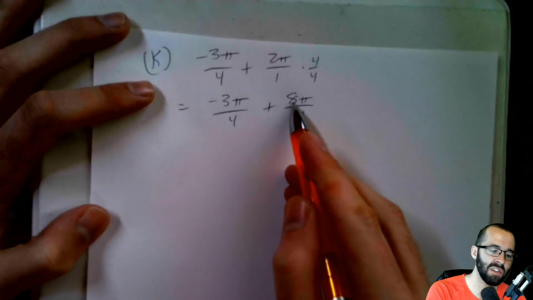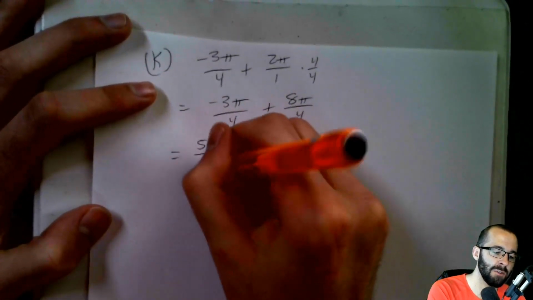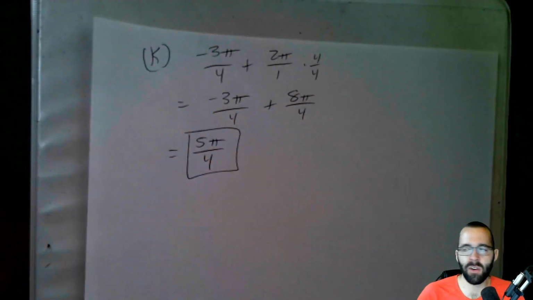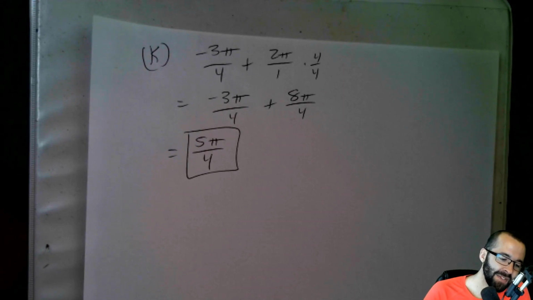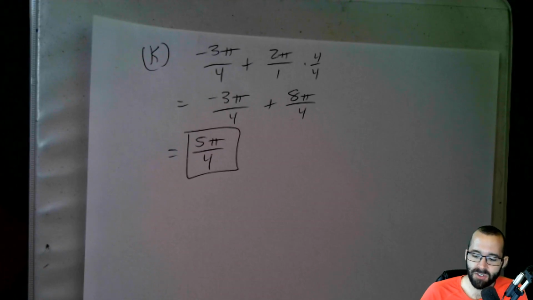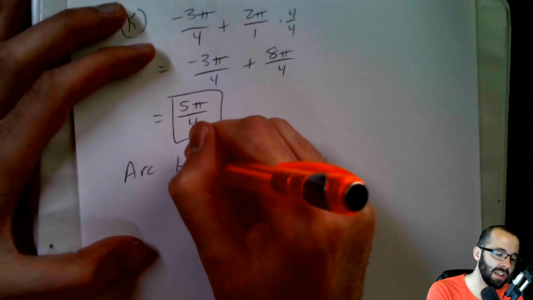Negative 3 of them, plus 8 of them is going to be 5 of them. 5 pi over 4, our good friend 135 degrees is coming right back. Sorry, 225 degrees. Be very careful. 5 pi over 4. So those are some coterminal angles. So we've basically got 2 problems left and we're going to be done for the day. And that's going to be getting back into arc length.